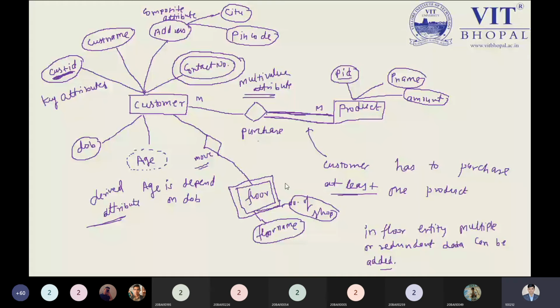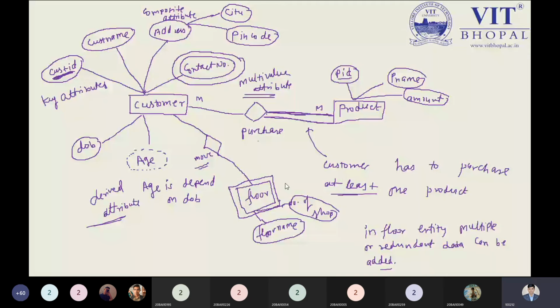The customer has to purchase at least one product. So rather than putting a single line, I have drawn a double line from purchase to the product. Is it visible to all right now? Yes, sir. And that is the total participation, which describes that if a customer is coming to the shopping mall or my shop, he will purchase at least one product. So that is why I'm putting the total participation.